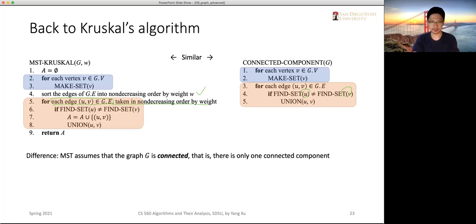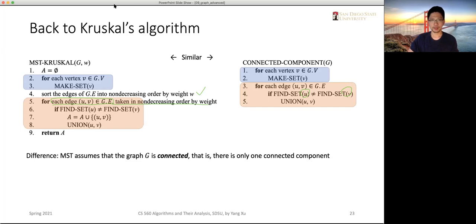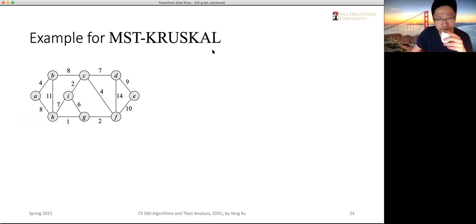And the difference is that for the minimum spanning tree, Kruskal's algorithm will assume that the graph is connected, okay? So that means there's only one connected component. But the general connected components algorithm on the right doesn't require that we only have one component, it could be multiple components. Okay, so I think we can go through the examples here quickly.